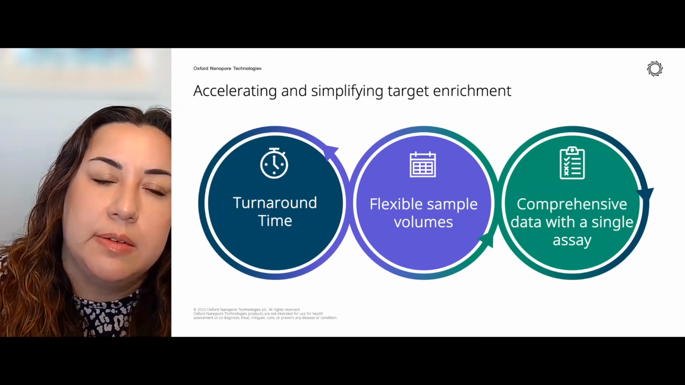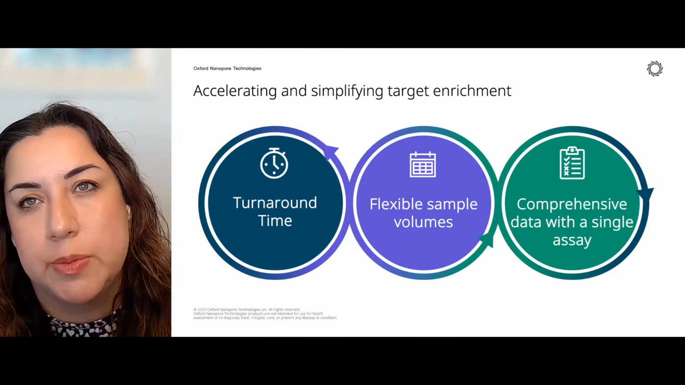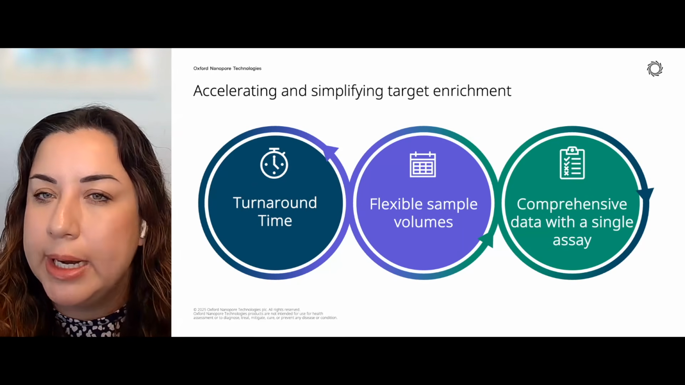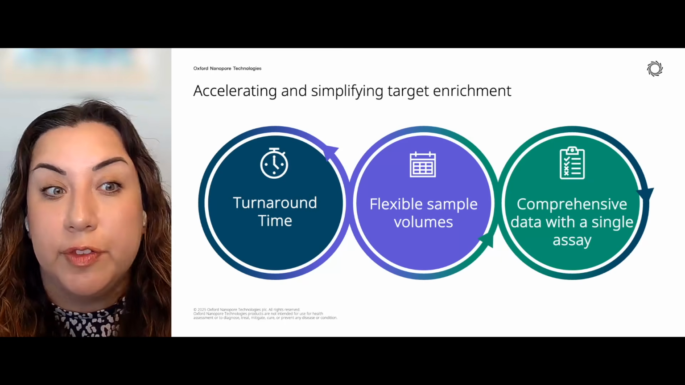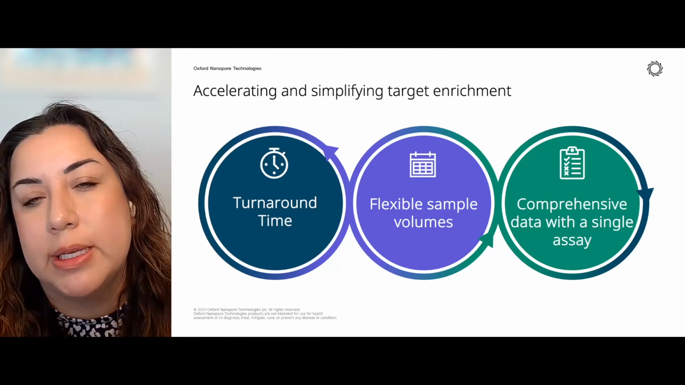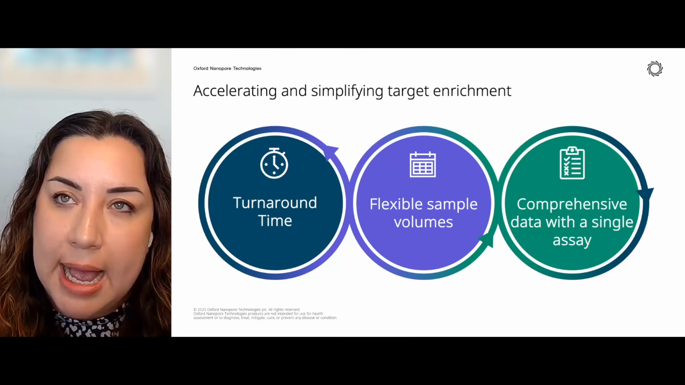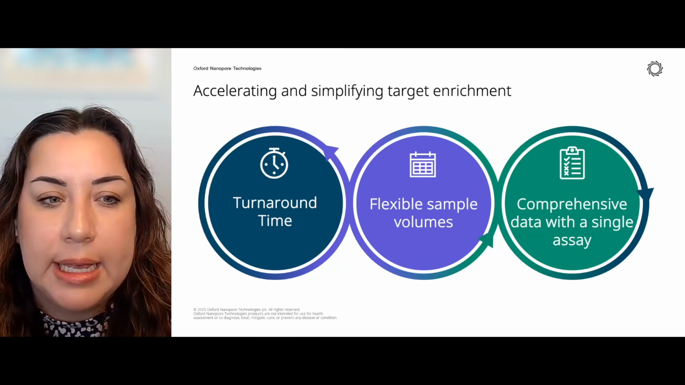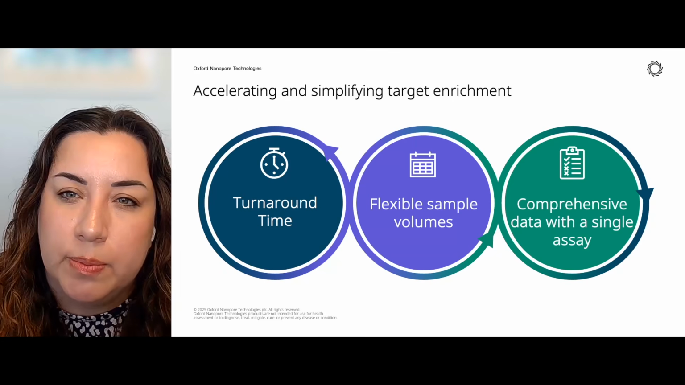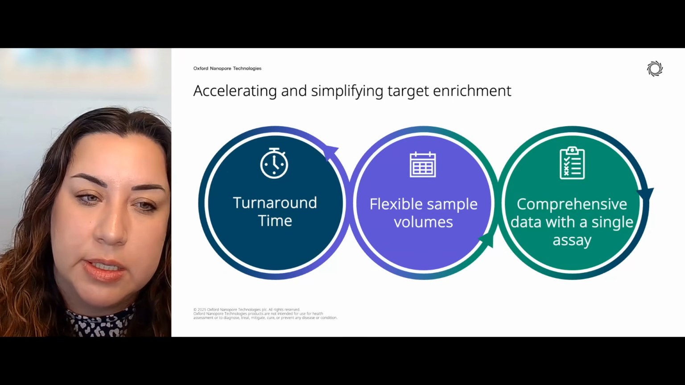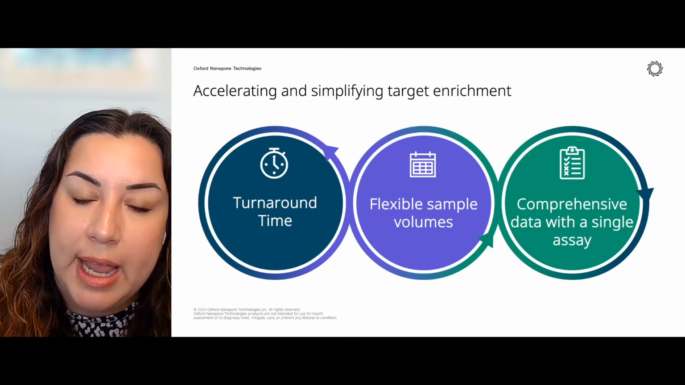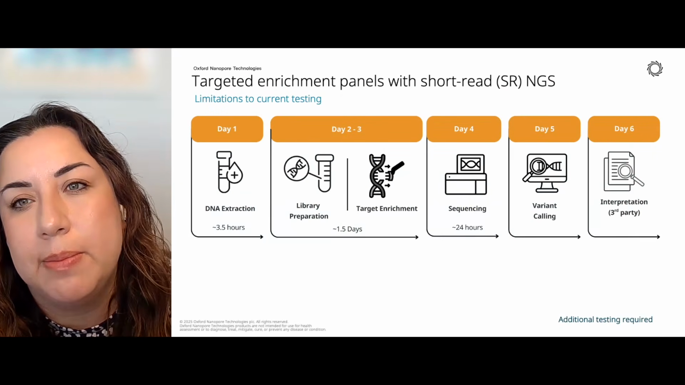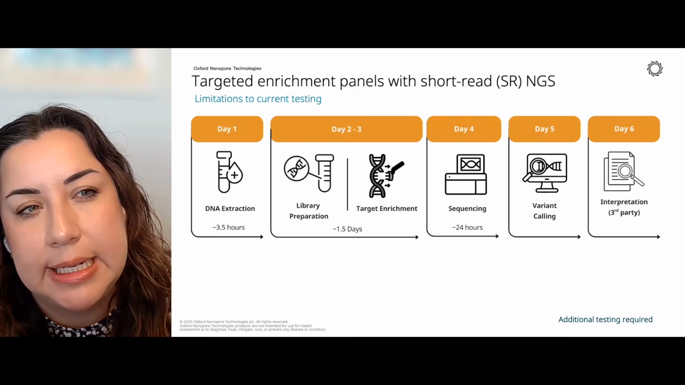So really the impetus of adaptive sampling, as I think Miguel has expertly showcased, is to simplify target enrichment and accelerate both turnaround time via flexible sample volumes, as well as comprehensive data within a single assay that you can see with these end-to-end epitome workflows that Miguel has given a brief overview of. And so I thought I'd take a deeper dive into some products that we have available today. First, I thought I'd start with some of the limitations to our current testing.